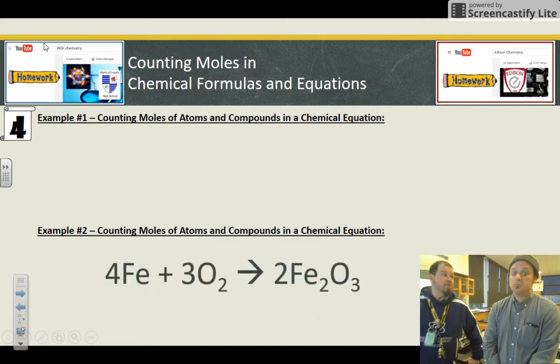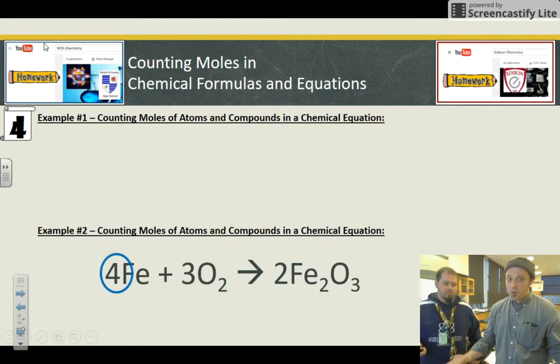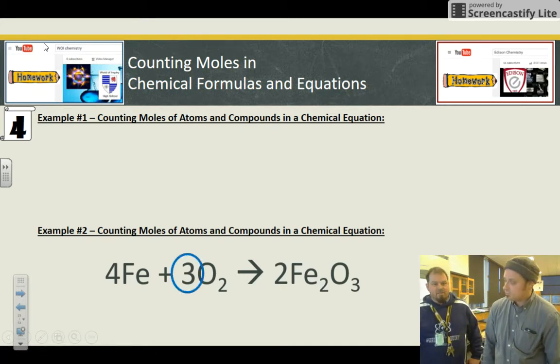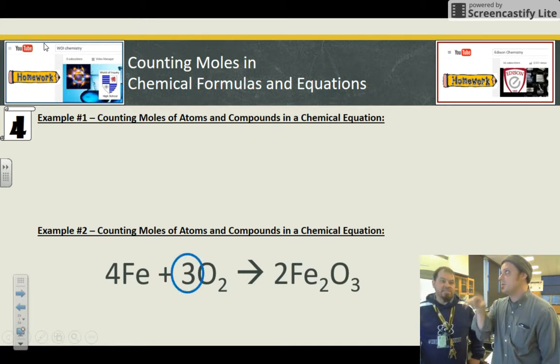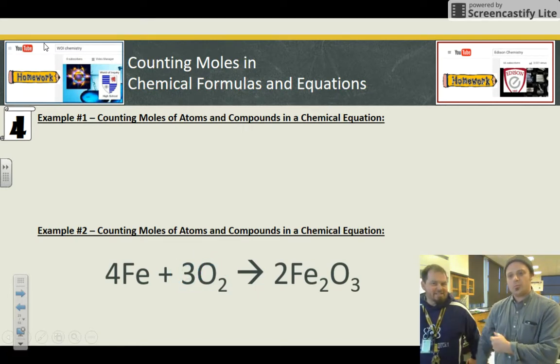So now let's see if we can talk our way through this one, because this one isn't necessarily animated. I see the simplest, easiest one. There's 4 moles of iron, 4 Fe's. And I see 3 in front of oxygen, but I have to relate that to the 2. Distributive, right, 3 times 2, there's 6 moles of oxygen. So make sure you write that, even though we're not saying it.